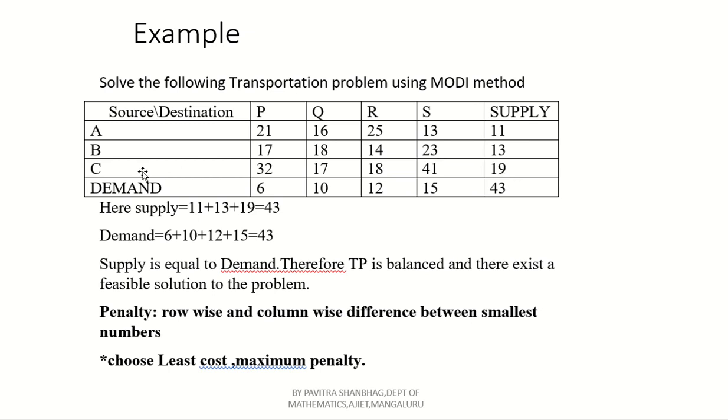Okay. Now, the demand at the destination P is 6. At the destination Q, the demand is 10. At the destination R, the demand is 12. And at the destination S, the demand is 15.